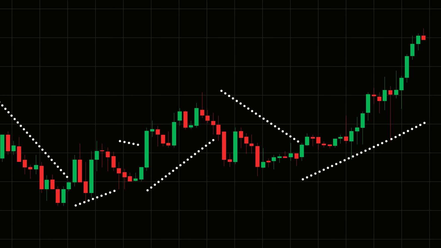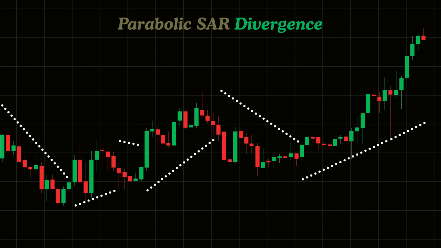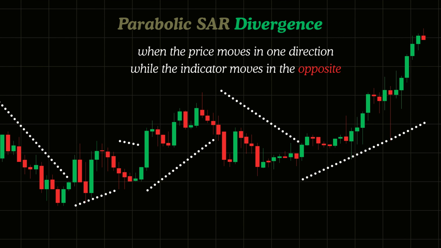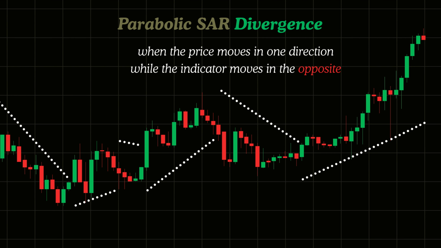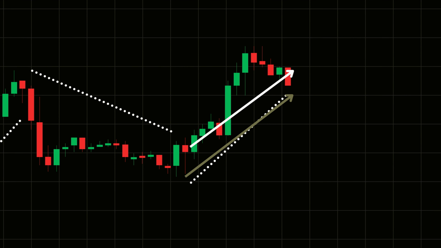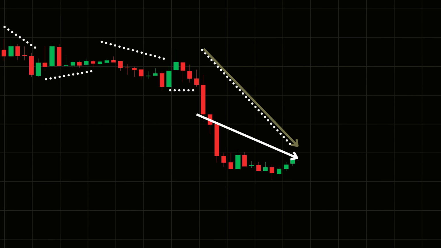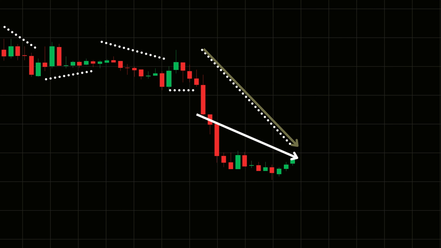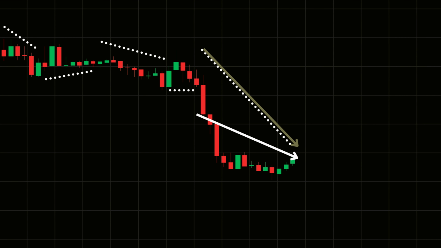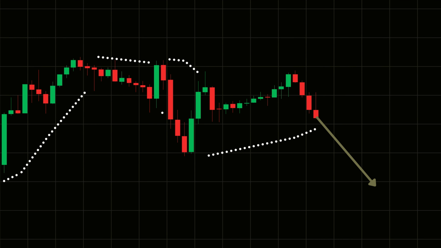Now on to the next high probability setup using the parabolic SAR, and that is spotting divergences. First off, what exactly is a parabolic SAR divergence? It's when the price moves in one direction while the indicator moves in the opposite. Let's look at a sample case. Typically when price trends upward, the SAR also trends upward, and when price moves down, the SAR moves down too. But sometimes you'll notice the two moving differently, like in this scenario, the price is falling while the parabolic SAR is climbing upward. This mismatch is known as a divergence, and it often hints at a possible continuation of the trend, which may present a trade setup.